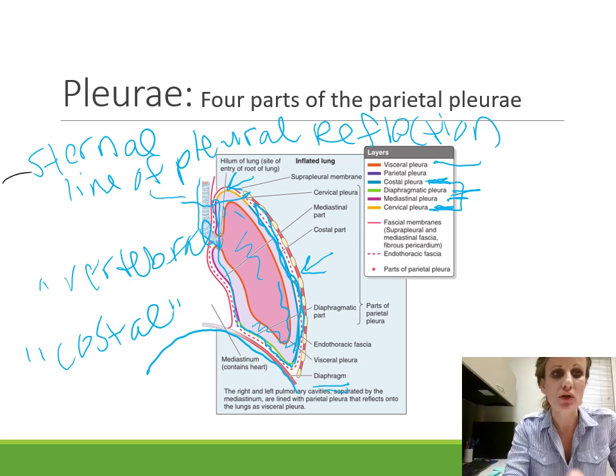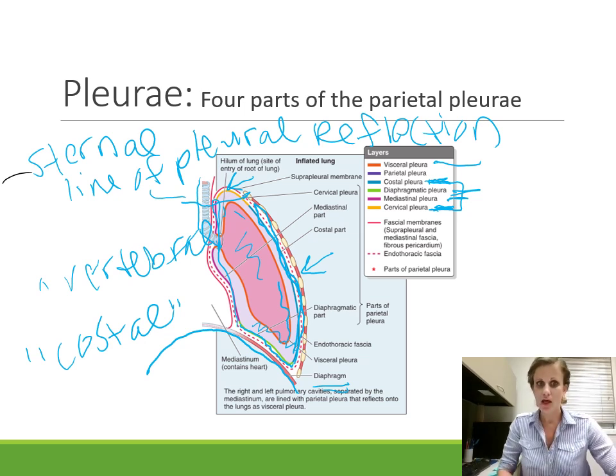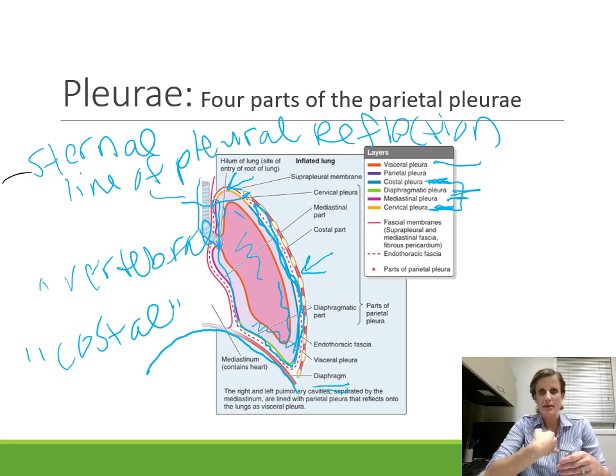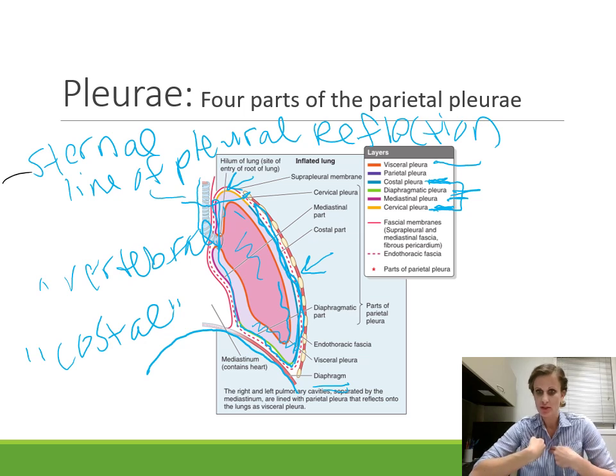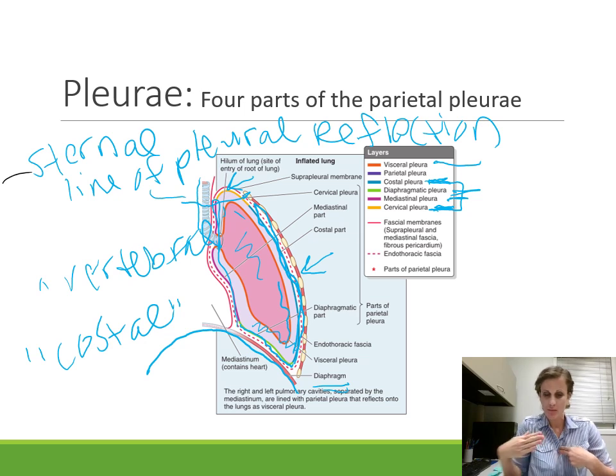So the sternal line of pleural reflection. The sternum is in the front center, right? So that refers to the area where the costal pleura in the front turns sharply to become the mediastinal pleura. Okay, so the costal pleura is coming around the front, and then it turns sharply to line the mediastinum. That sharp turn in the front of the heart is the sternal line of pleural reflection.